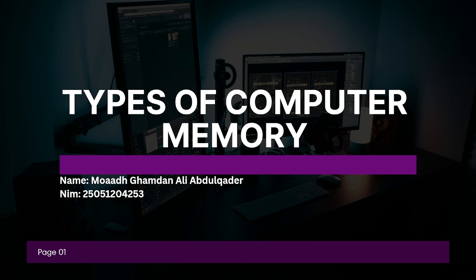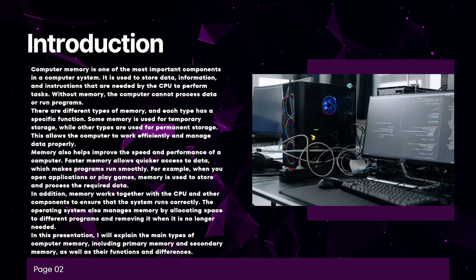Student number 25051204253, and today I'm going to do my presentation about types of computer memory. So in the introduction, computer memory is one of the most important components in a computer system. It's used to store data, information, and instructions that are needed by the CPU to perform tasks. Without memory, the computer cannot process data or run programs.